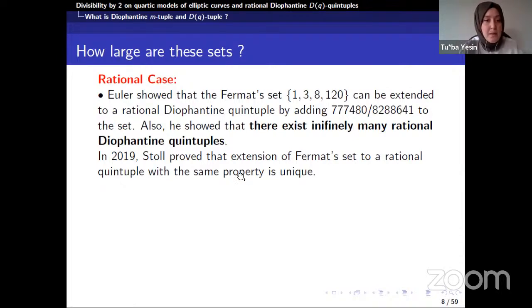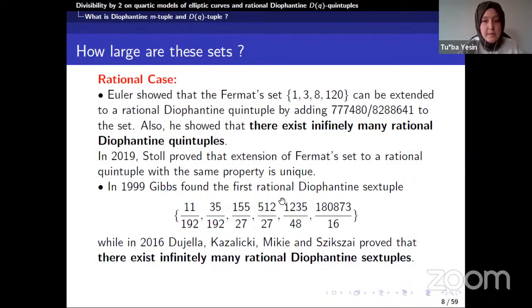So the next step will be the rational Diophantine sextuple. Can we get 6 rational numbers that satisfy the same property? Actually, the first example was found by Gibbs in 1999, with 6 numbers that satisfy the same property, that means the product of any 2 of them plus 1 is a square. And in 2016, it was proved that there exist infinitely many rational Diophantine sextuples. Okay, so we have 6 rational numbers, and actually infinitely many, that satisfy the same property. What is the next step, to find 7 numbers?